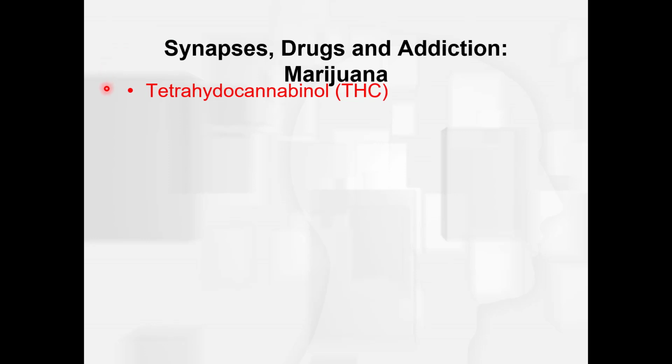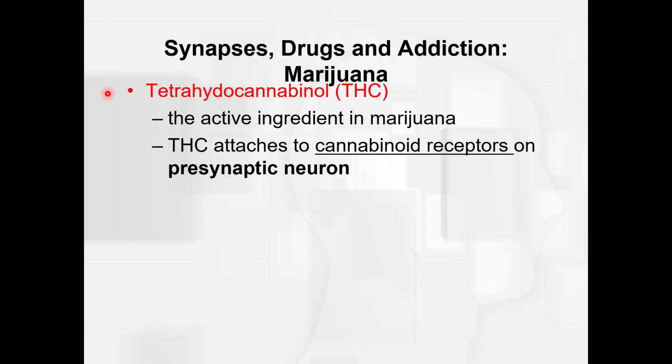Another drug that can be classified as a depressant is marijuana. Now, the main active ingredient in marijuana is THC. It actually goes and binds what are known as cannabinoid receptors on the presynaptic neuron. So we have these naturally occurring cannabinoid receptors in our brain, and when someone smokes marijuana, that THC in the marijuana goes and binds these receptors.